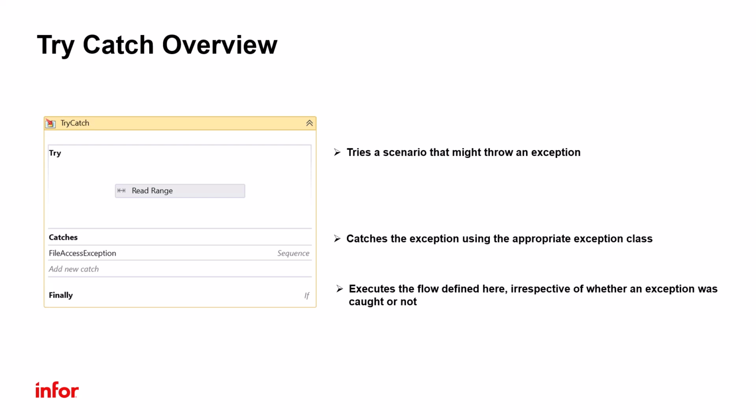To begin, we first need to understand the basics of the try-catch activity. Try-catch is an exception handling block in programming. In simple words, the try block tries a scenario that may throw an exception, and catch catches the exception using the appropriate exception class. Based on the exception caught, the RPA flow can then be redirected to a desired outcome. The finally block executes the flow irrespective of whether an exception was caught or not.